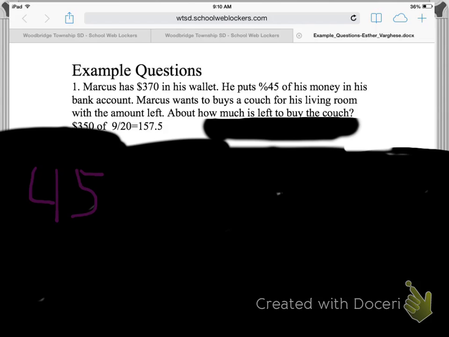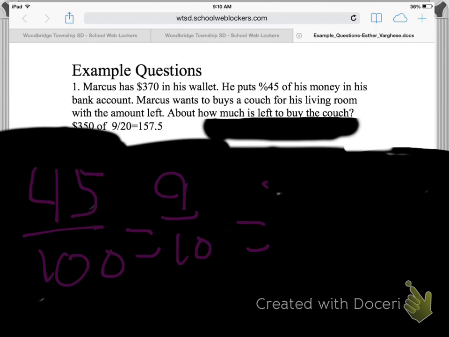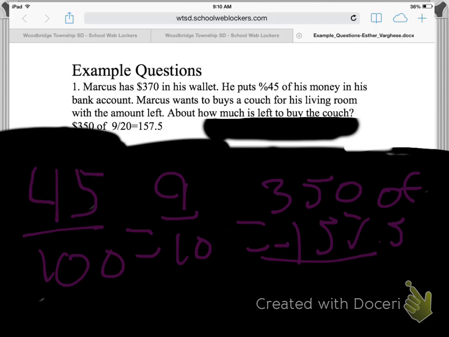Okay, first you have to take the percent and round it to the closest common fraction. Then you take the total amount that Marcus has and do the "of" method. The "of" method is when you take the total amount and put the "of" in the middle and put the fraction on the right side. Then you divide on the bottom and take the answer and multiply it on the top.